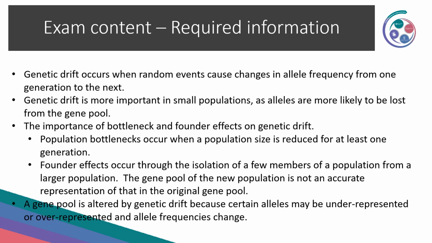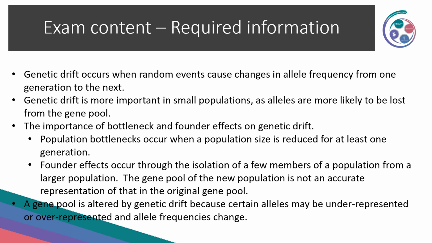So, other information we need to know. So we need to know about genetic drift. Genetic drift occurs when random events cause changes in allele frequency from one generation to the next generation. Genetic drift is more important in small populations, as alleles are more likely to be lost from that gene pool. So you need to know about the importance of bottleneck and founder effects when you're talking about genetic drift.